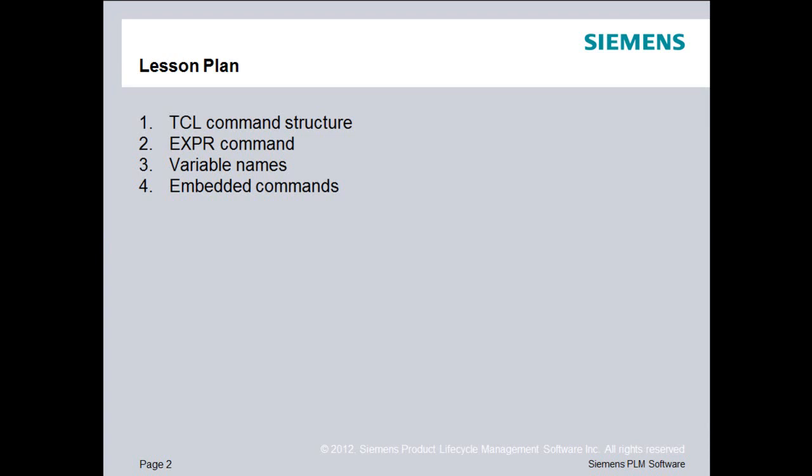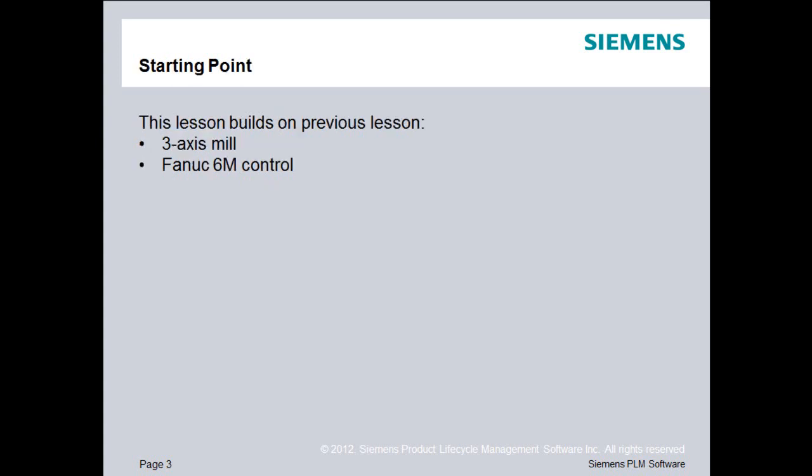Our lesson plan today includes learning more about the TCL command structure. We'll also use the EXPR command, or expression command. We'll talk a little bit about variable names, and then finally, we'll show you how to embed commands within other commands. As a starting point, this lesson builds on the previous lesson. We've created a postprocessor for a 3-axis mill using the FANUC 6M control.